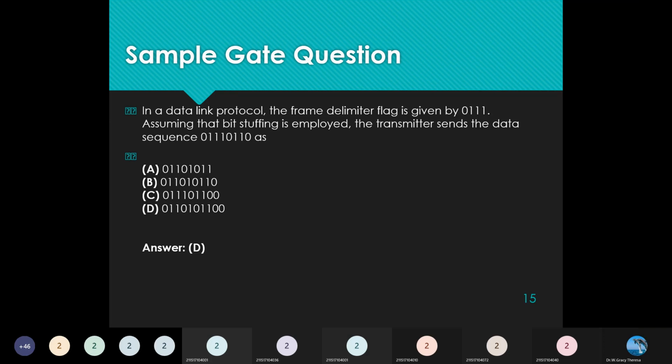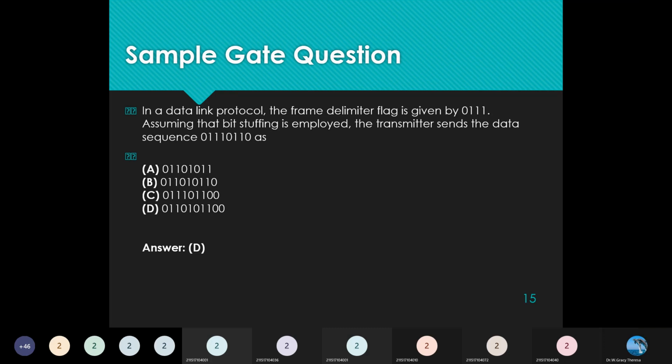And again, a double one is encountered, and that should be followed with 0, so it ends with 1100. A does not have 1100, it does not end with 01100, and B also does not end with 01100, but option D ends with 01100. So we can conclude that option D is the correct one.